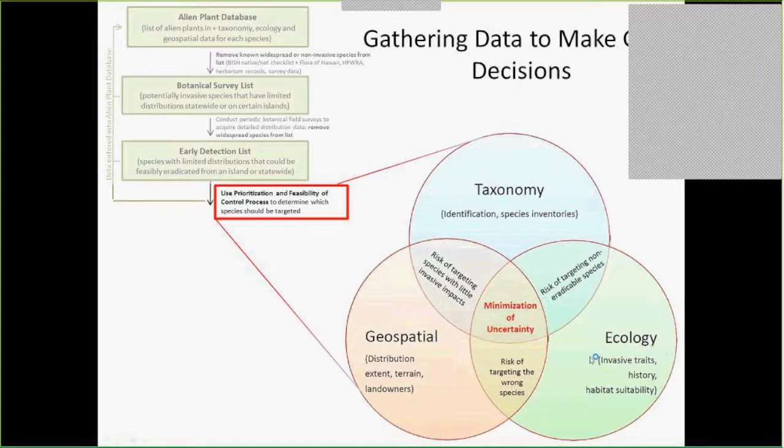And then if you have only ecological data and geospatial data, but not taxonomic data, then you run the risk of targeting the wrong species. And you could do this by misidentifying it, so all of the geospatial and ecological data in the world is not worth anything if you don't have it matched to the right species identification. Or if you have incomplete species inventories, you could be targeting the wrong species just because you're missing something.